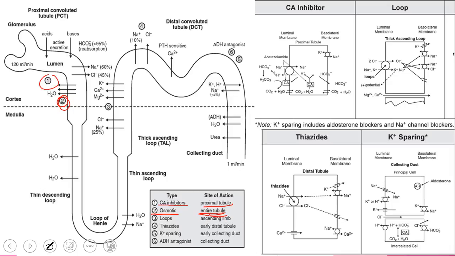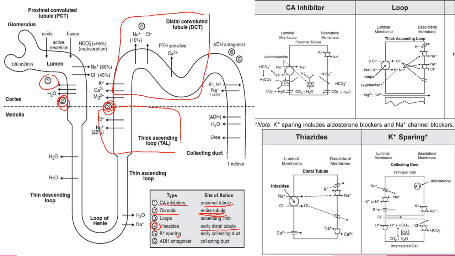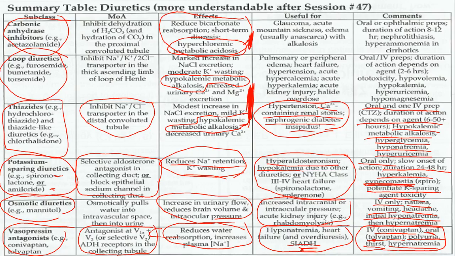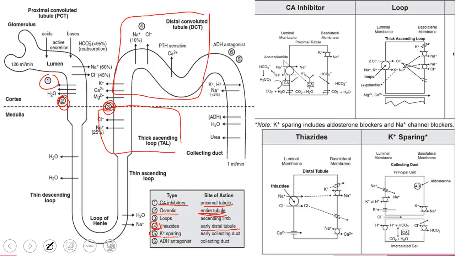Next is your loop diuretics. So that was 3. It happens in the thick ascending limb right here. Next is your thiazides. So that happens right here, distal convoluted tubule. Early distal, I guess. Then you have your potassium-sparing diuretics. Potassium-sparing diuretics, that happens in your early collecting duct. So here's your early collecting duct here.